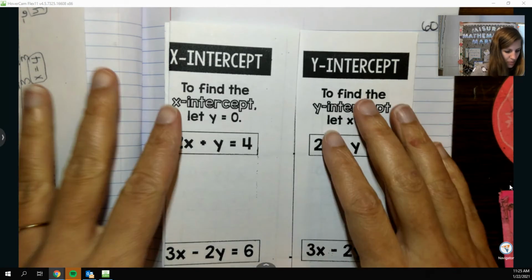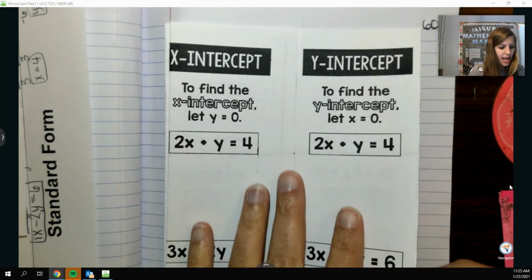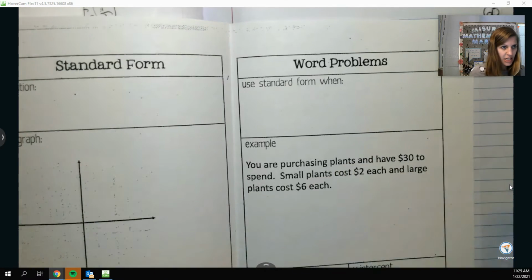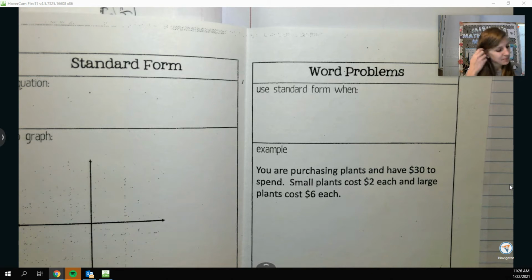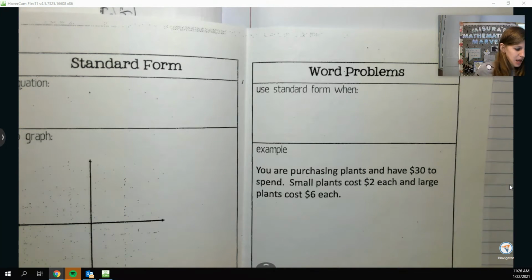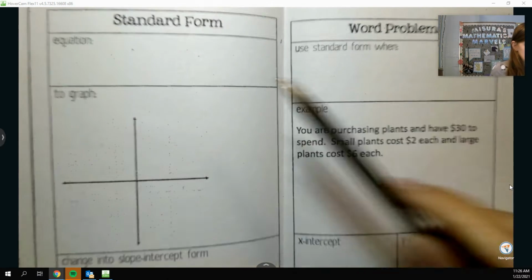Alrighty guys, so let's talk more about standard form. I am going to look at page 60 on the inside here, which if we're doing it in the packet, I'm pretty sure is page 12 in that packet. Okay, so last time we talked about standard form.